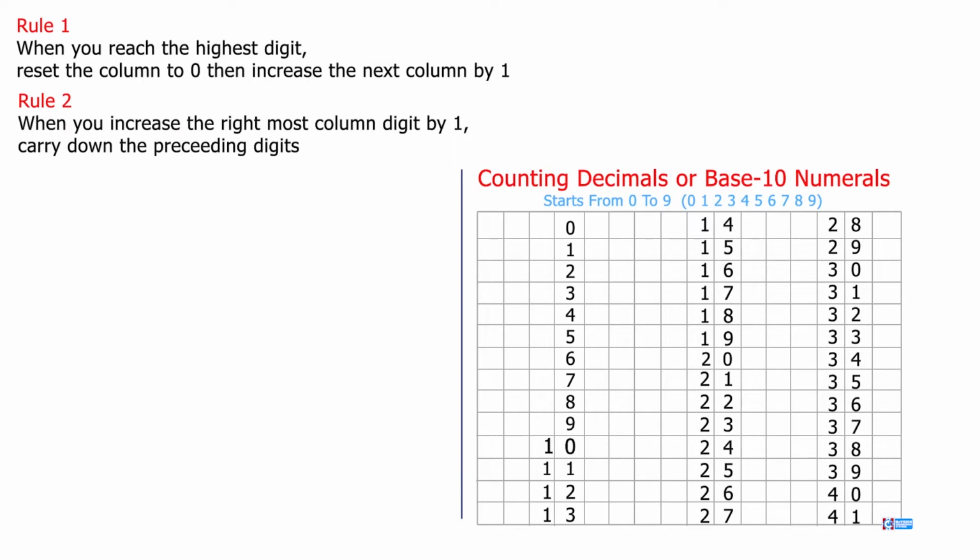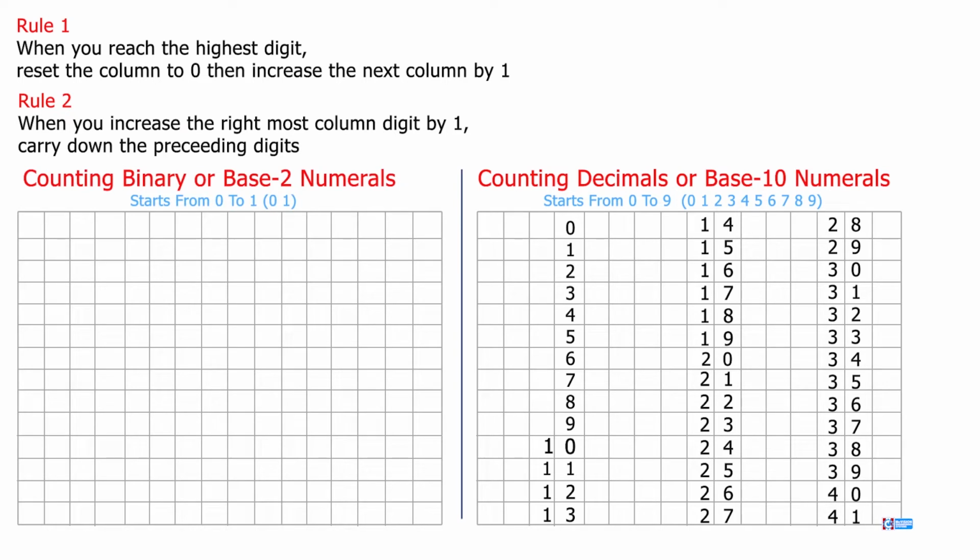Similarly, we can follow these same rules to count in base 2. As we know, base 2 digits start from 0 to 1. So, we apply our first rule, as we have gotten to the highest digit. We then have to reset this column back to 0. Then we increase the next column by 1. As I said earlier, in every counting number there are infinite preceding zeros. That is how come we were able to increase this column by 1.